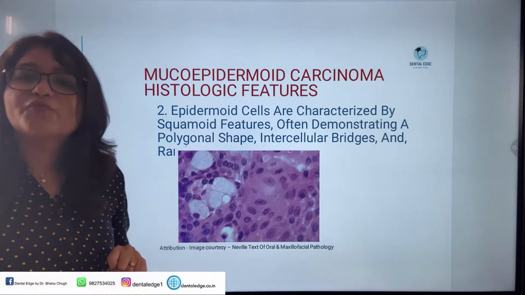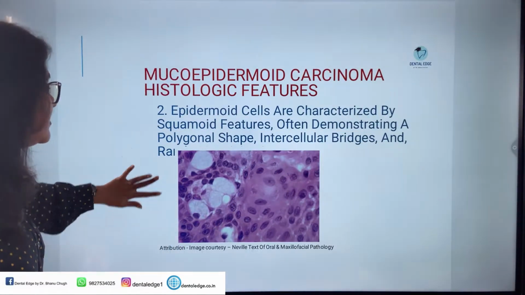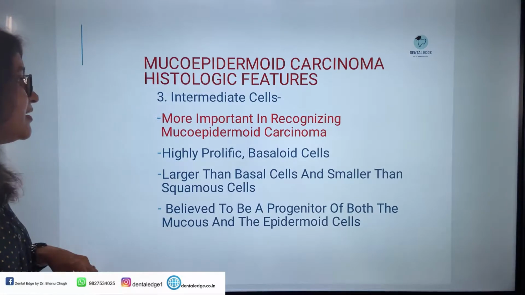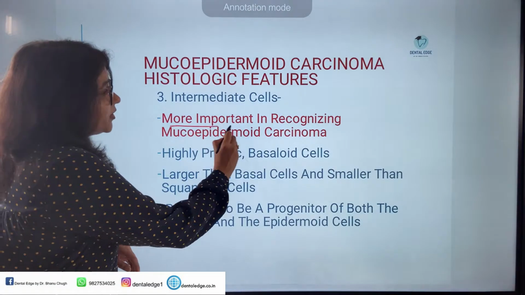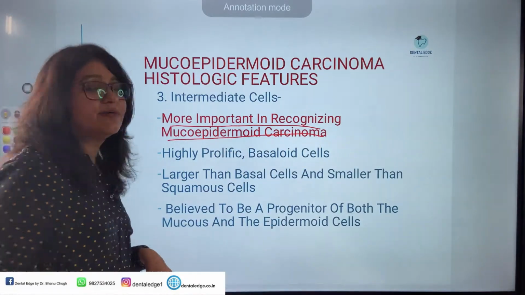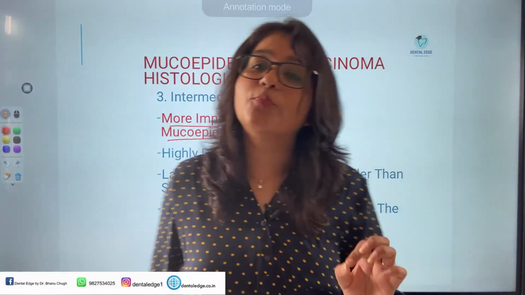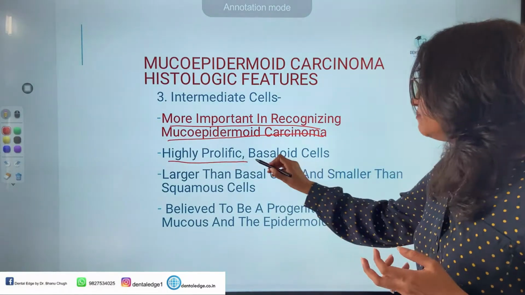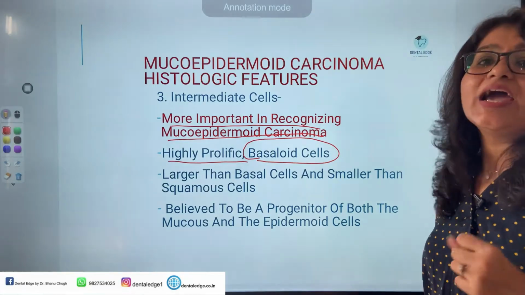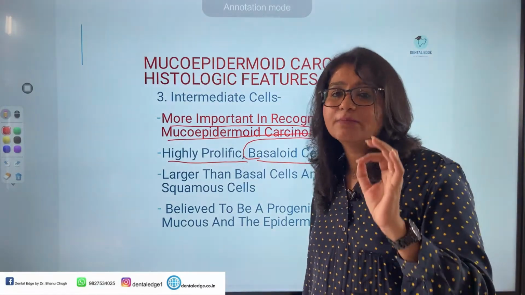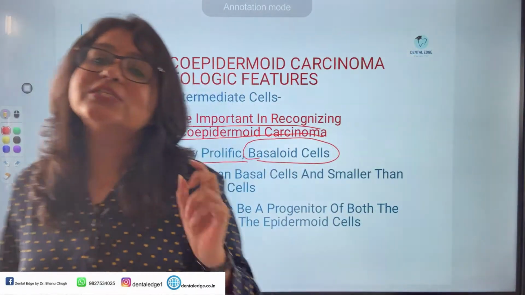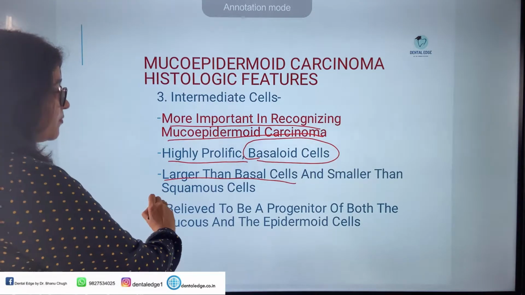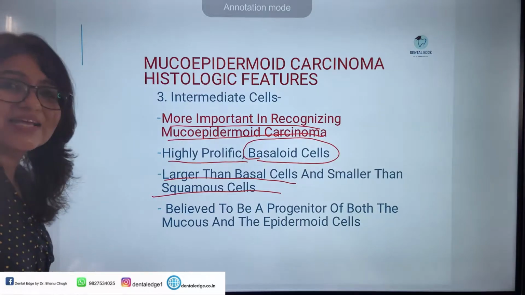So these are the features of an epidermoid cell. Now let's see what are the features of an intermediate cell. Intermediate cells are more important in recognizing mucoepidermoid carcinoma. They are an important group of cells. They are highly proliferating basaloid cells. They are larger than basal cells, but smaller than the squamoid or epidermoid cells.